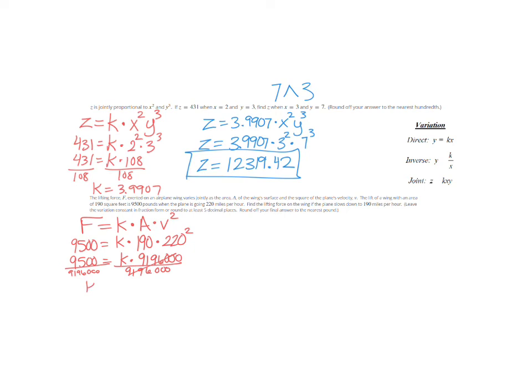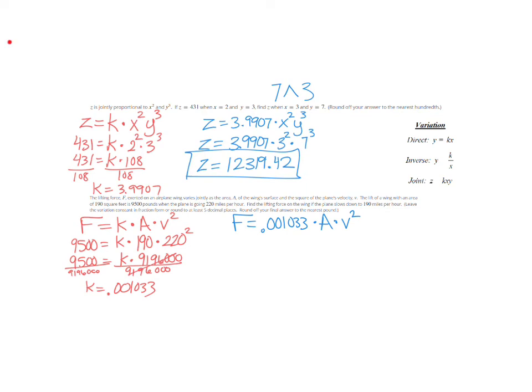I got, for a K value, again, leaving lots of decimals here. So I'm going to rewrite my formula. Now it's F equals 0.001033 times the area times the speed or the velocity squared. All right, let's see what they're wanting now.